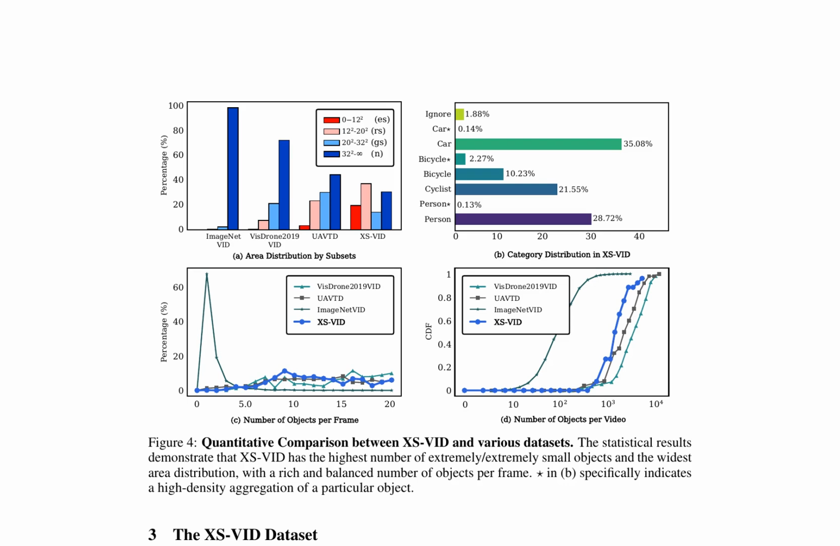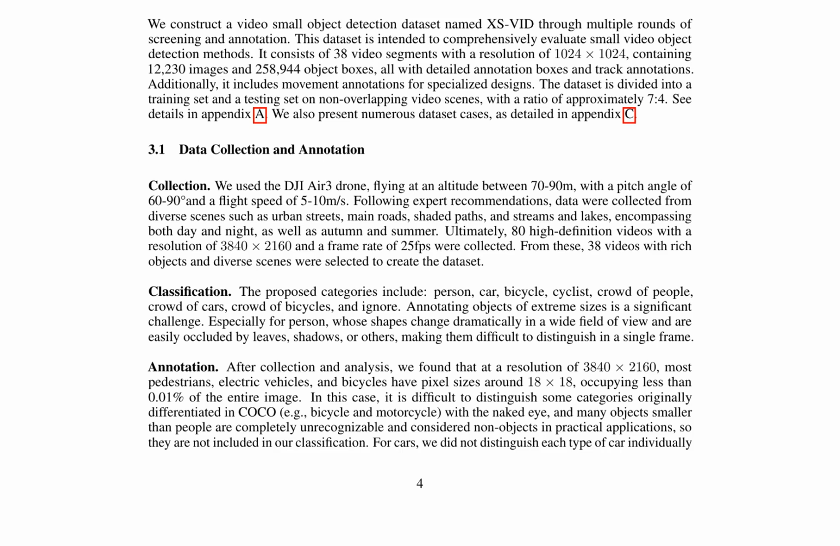The dataset is divided into a training set and a testing set on non-overlapping video scenes, with a ratio of approximately 7:4. The data collection process involved using a DJI Air 3 drone to capture 80 high-definition videos with a resolution of 3,840 x 2,160 and a frame rate of 25 fps, from diverse scenes such as urban streets, main roads, shaded paths, and streams and lakes, encompassing both day and night, as well as autumn and summer.